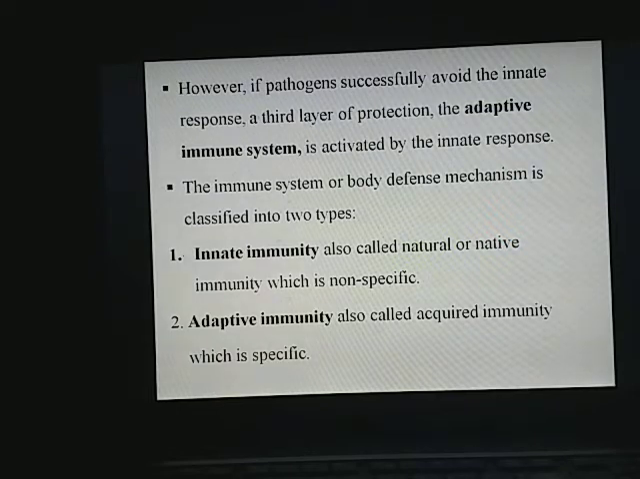The immune system or body defense mechanism is classified into two types: innate immunity and adaptive immunity. Innate immunity is also called natural or native immunity, which is non-specific and develops for each and every foreign organism entering the body.